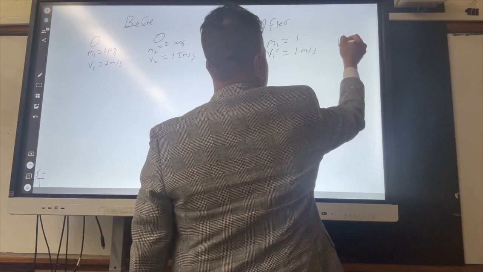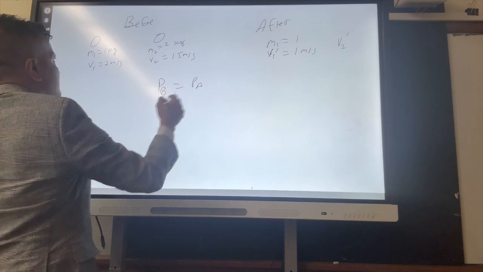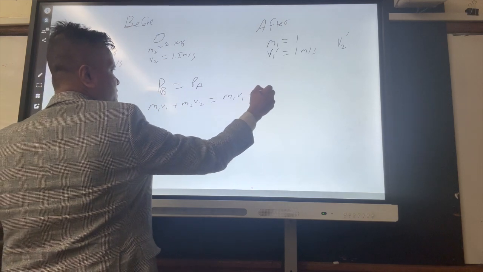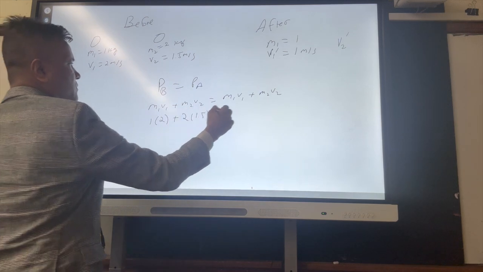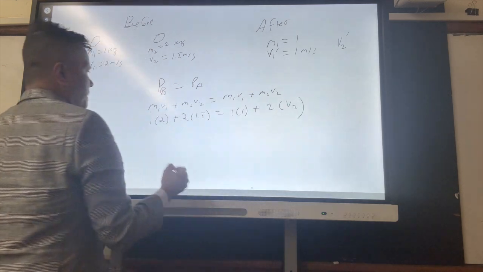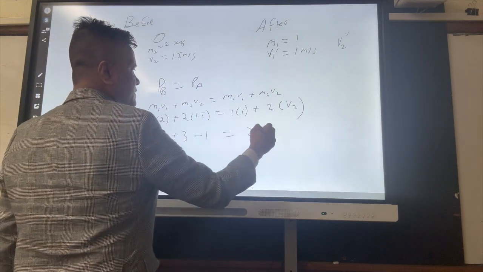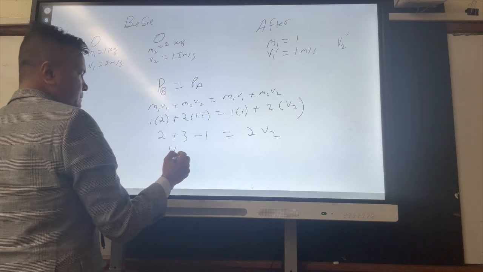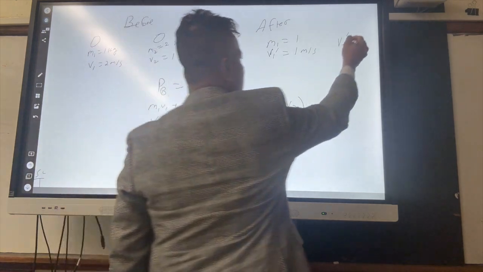What about M2? We are trying to find V2. It's very easy. Momentum before is equal to momentum after. M1 V1 plus M2 V2 is equal to M1 V1 plus M2 V2. So 1 times 2 plus 2 times 1.5 equals 1 times 1 plus 2 times V2. So you have 2 plus 3 minus 1 plus 2 V2. What you have here is 4 is equal to 2 V2, so V2 is 2. This one is moving with 2 meters per second.